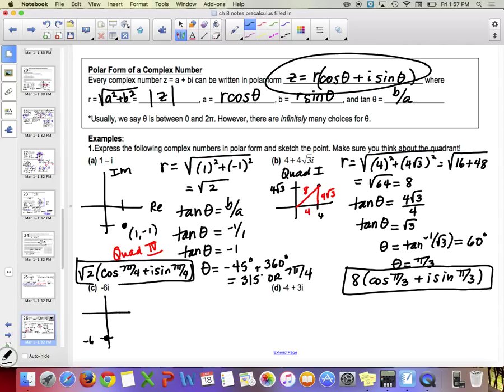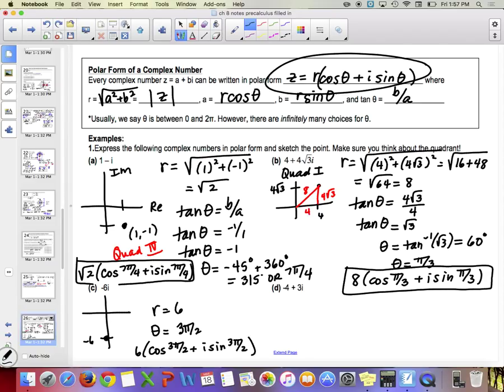There's no triangle there, right? It's just the length. What's the length from the origin? 6. What's our theta? 3 pi over 2. That's it. So we say 6, and then we say cosine of 3 pi over 2 plus i sine of 3 pi over 2.